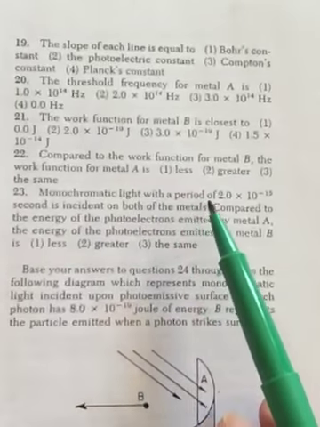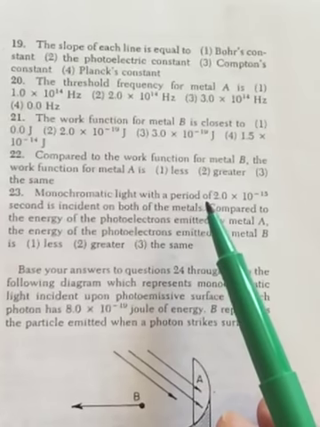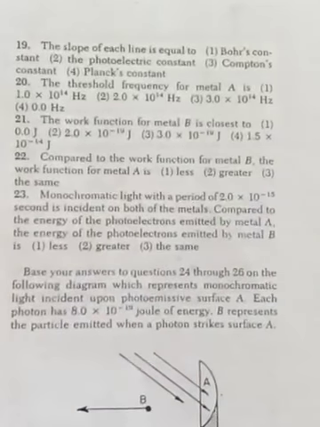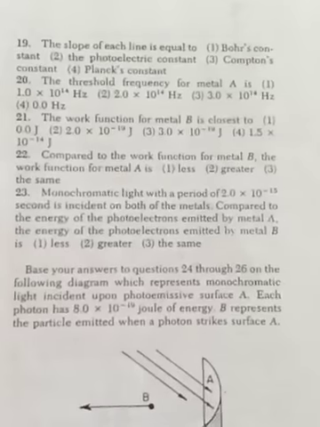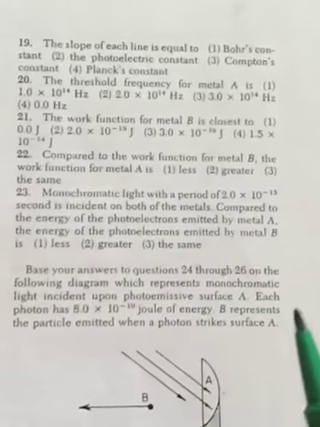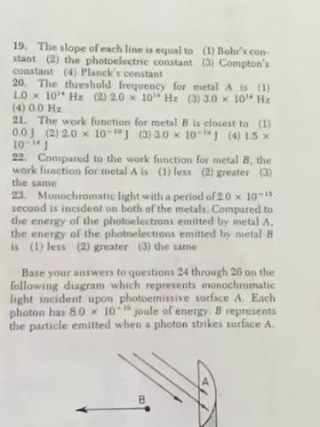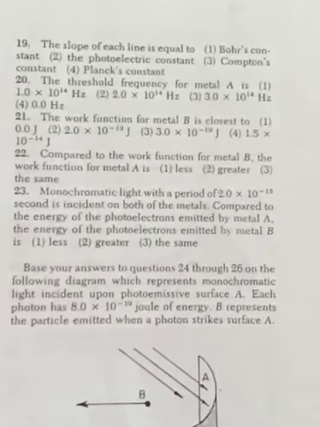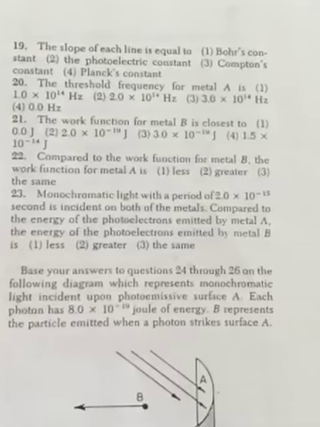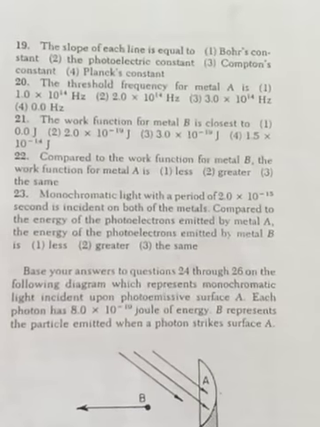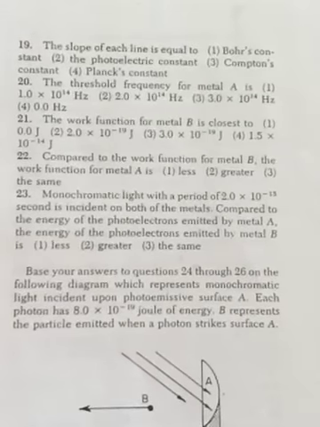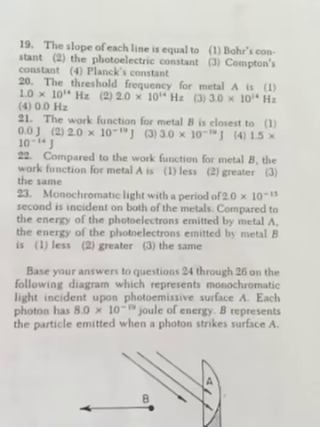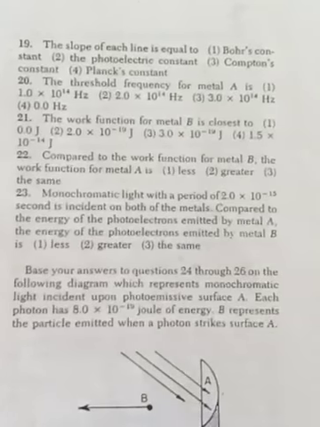Monochromatic light with a period of 2 times 10 to the negative, is that 15 or 13? Got to move to 15 seconds is incident upon both metals. So from the period, you can get the frequency, right? Because remember from grade 11, frequency is just equal to 1 over T. So 2 times 10 to the negative 15, and then do 1 over that. And it gives you a frequency of 5 times 10 to the 14th.